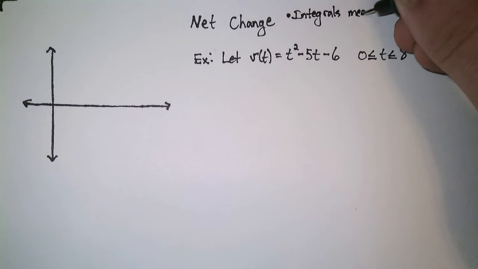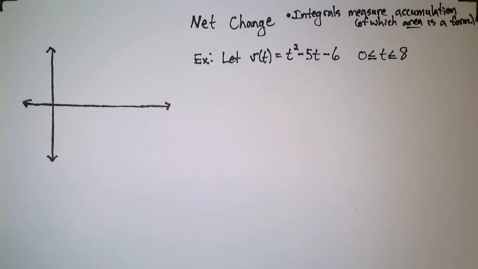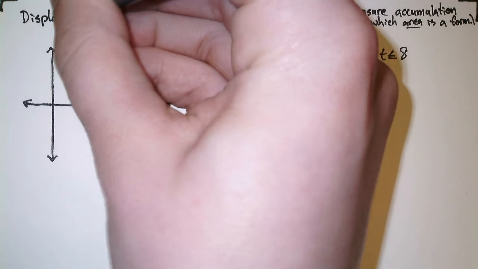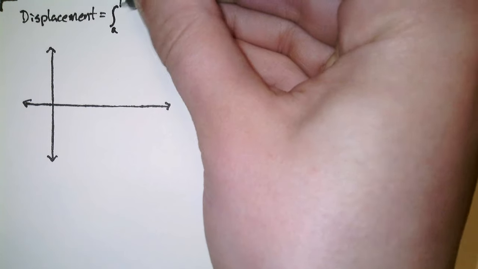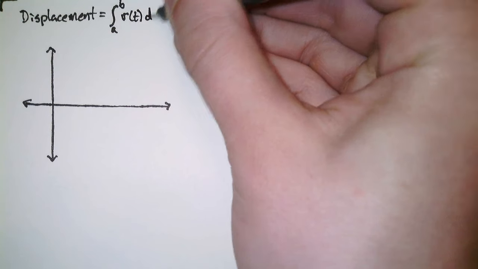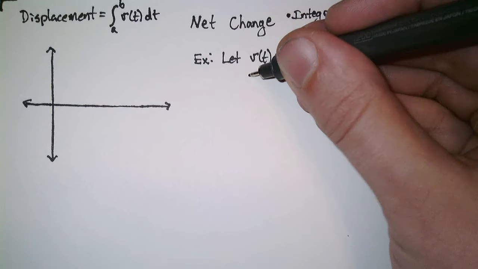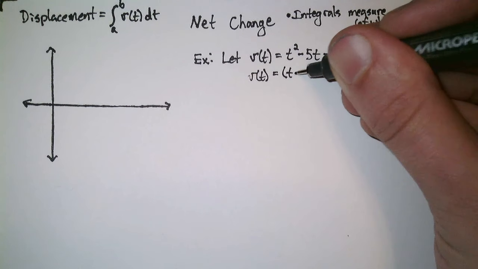Today's subject, net change. First thing that I want you guys to know about integrals is that, I know that we talked about them as measuring area, but something that's a little more specific is that integrals measure accumulation, which area is a form. This is actually going to be pretty useful to us today during this lesson for net change. The other thing is that displacement is something I need you guys to know as well. Now displacement is defined as that integral up there, and that's the first thing that we're going to find here.